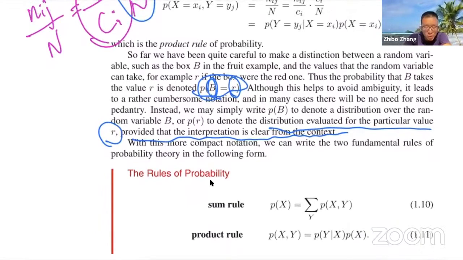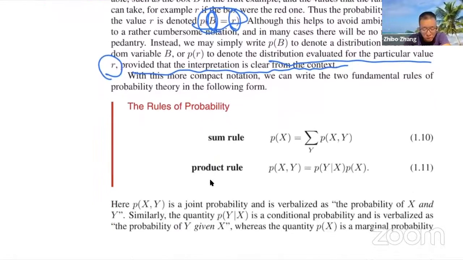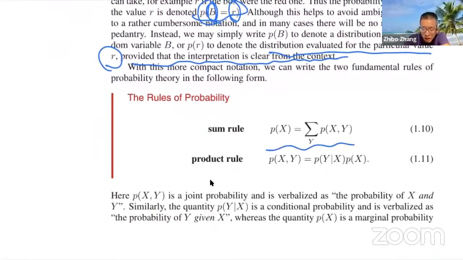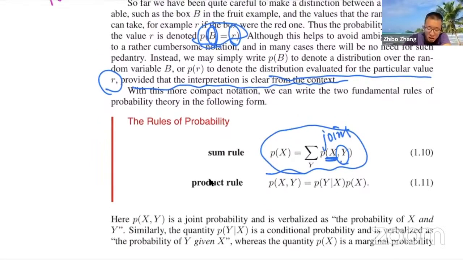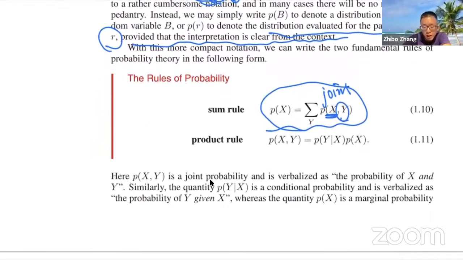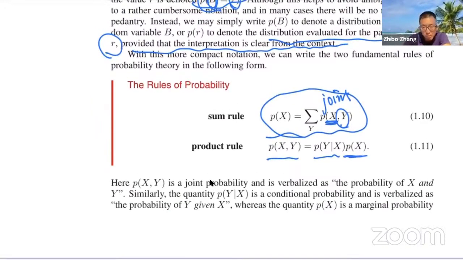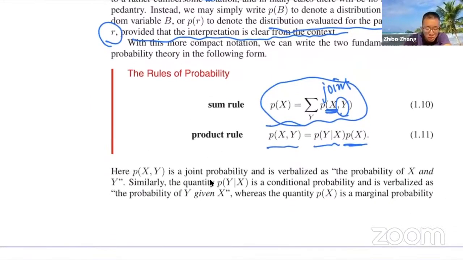With this more compact notation, we can write the two fundamental rules of probability theory in the following form. First of all, the sum rule: if you integrate a joint probability over one of the variables, what you get is the marginal probability of the other random variable. The product rule is that the joint probability is equal to the conditional probability multiplied by the marginal probability.